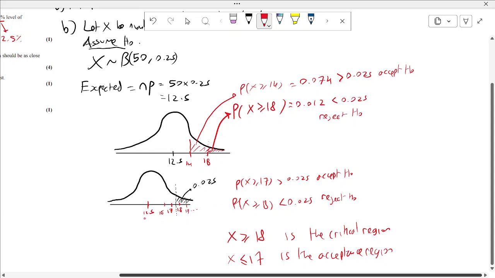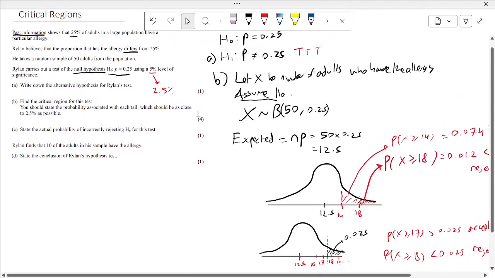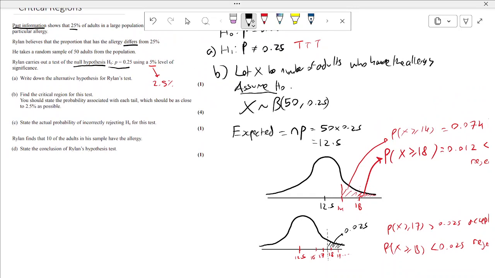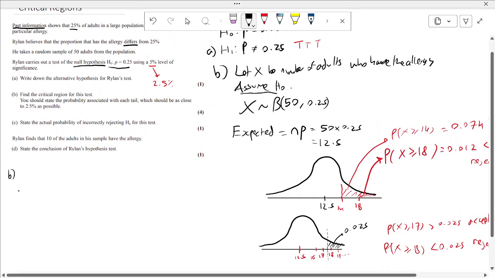So I think that's all I want to say here. Yep. So we can actually go and try and do this on our specific question now. Okay. So let's find the critical region on this test. So I'm going to carry on part B down here. Now we've got the idea, we know what we're looking for, we can actually do calculations.